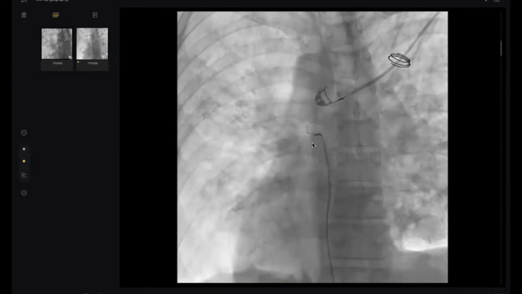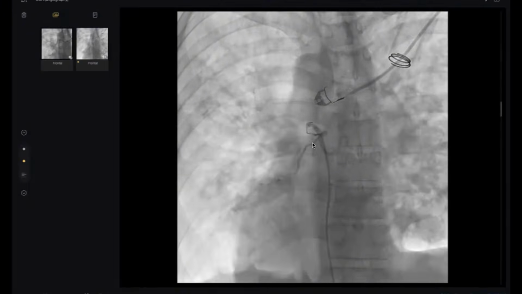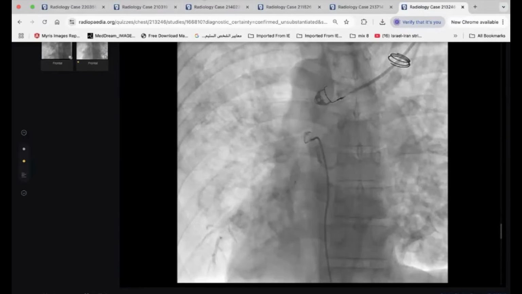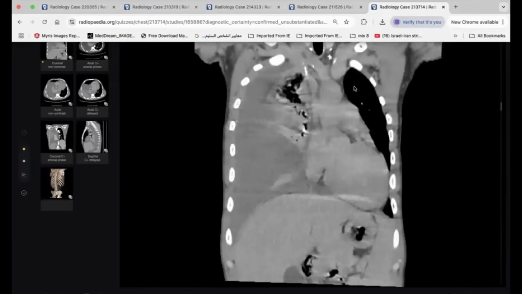Take care, my colleagues, embolization is a very common question in any exam. Why? Because it is one of the very important, urgent, and simple interventional procedures. At least we should know the minimum information about arterial embolization.